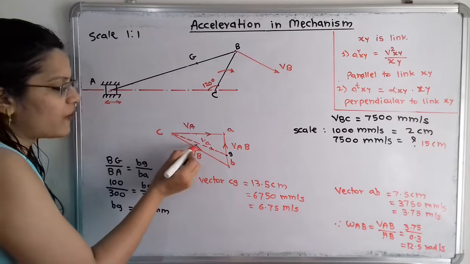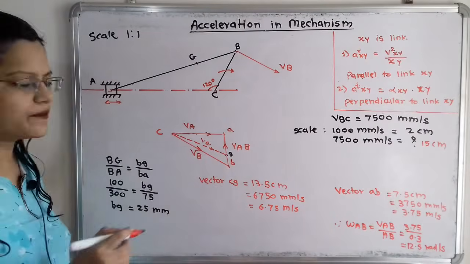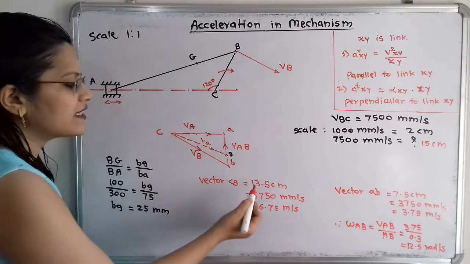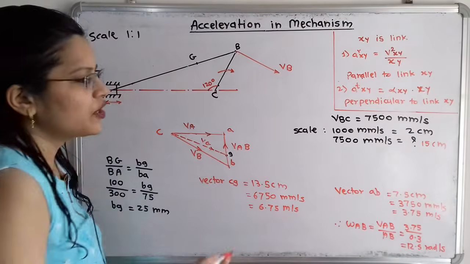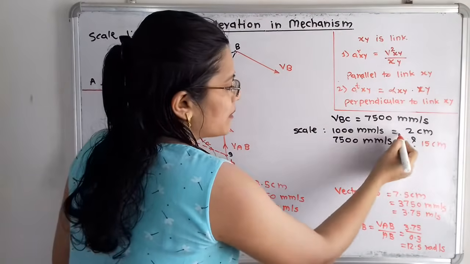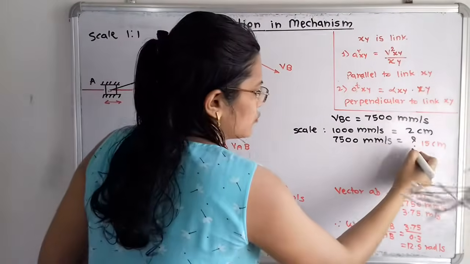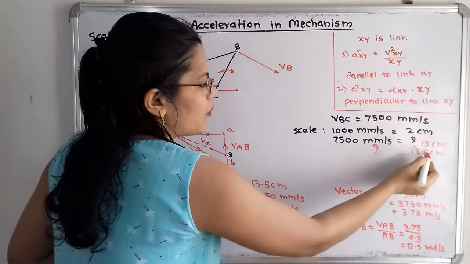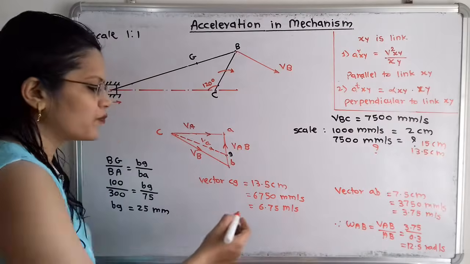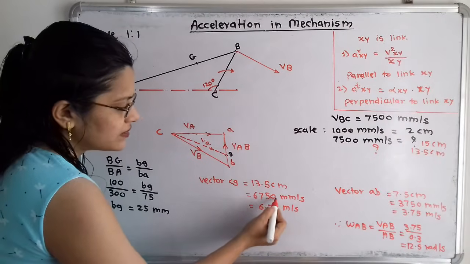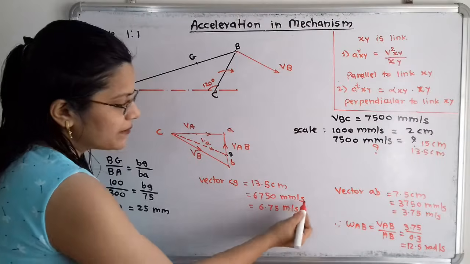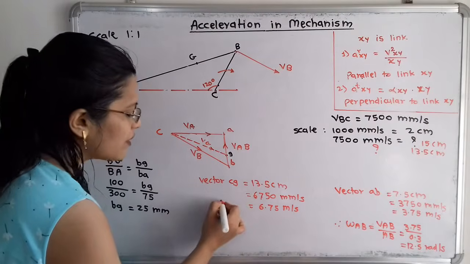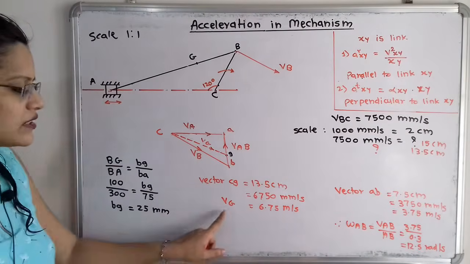So I have drawn here in the form of dash, and we have to join with G. If we measure this distance, vector CG, it is equal to 13.5 centimeter. With this scale, 1000 millimeter per second is 2 centimeter. So for 13.5 centimeter, what is the velocity? That is question mark. So 13.5 multiplied by 1000 divided by 2, that is equal to 6,750 millimeter per second. So we can also say 6.75 meter per second. So this is the velocity of G. So this is the answer.